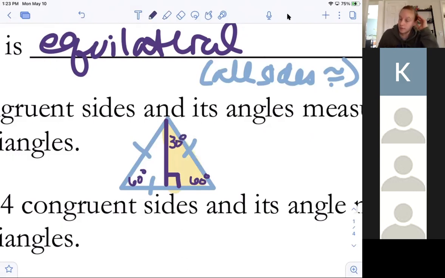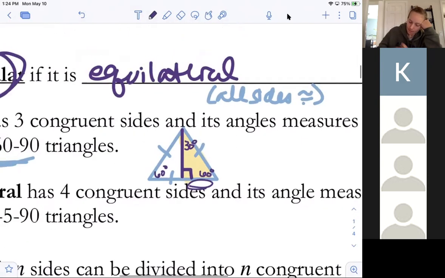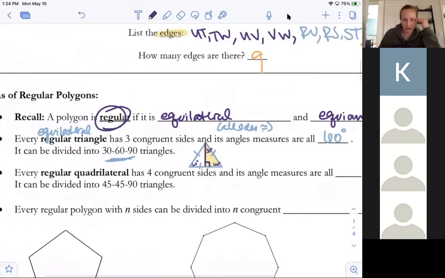We will remind ourselves what 30, 60, 90 triangles look like momentarily, but we're going to have to use the concept of 30, 60, 90 to find this side or this side or this side based on what's given to us. Okay, so you knew that. We just were reminding ourselves.